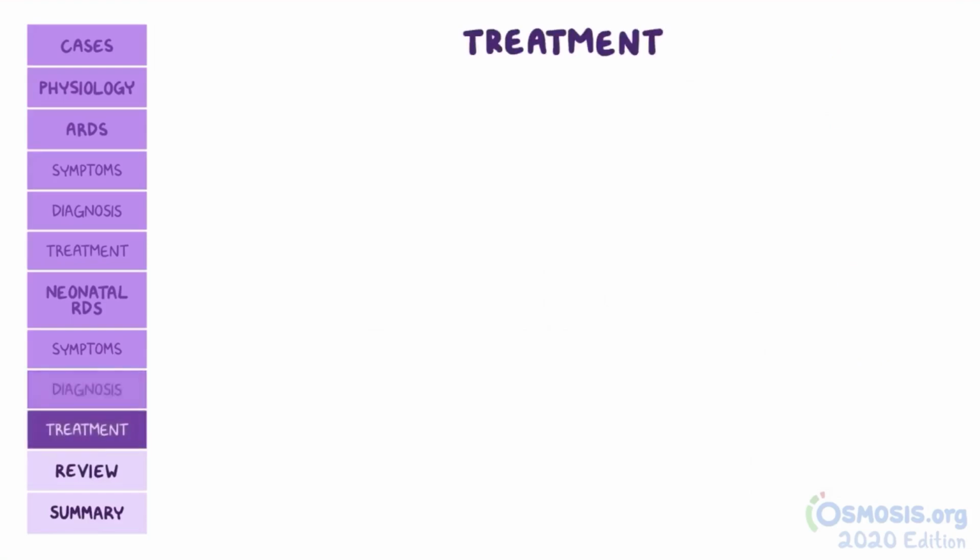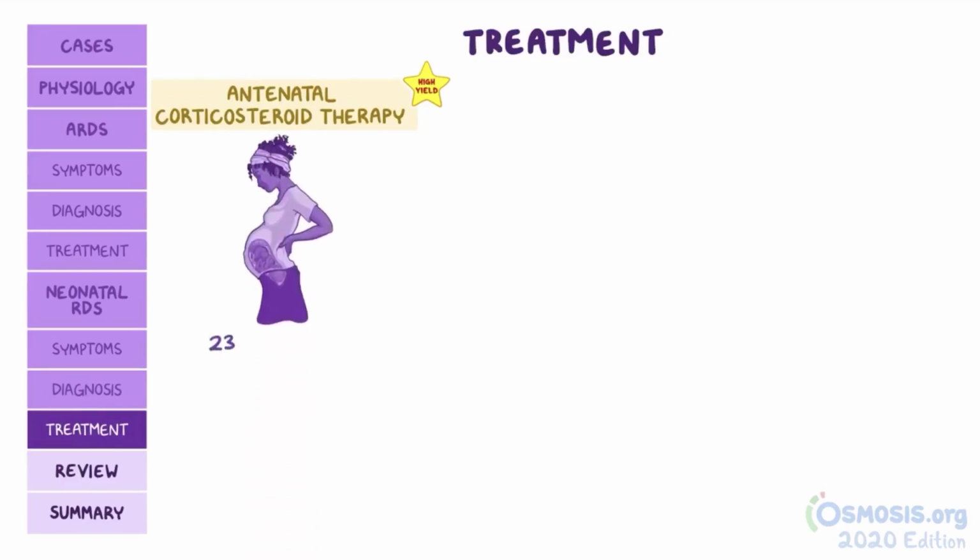Regarding treatment, something essential to remember is that antenatal corticosteroid therapy should be administered to all pregnant individuals at 23 to 34 weeks gestation who are at an increased risk of preterm delivery. This is done to prevent or decrease the severity of the syndrome.